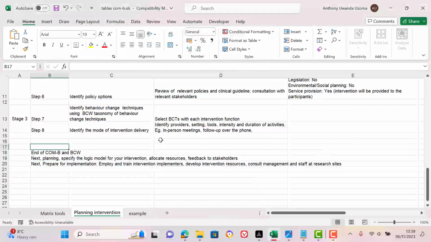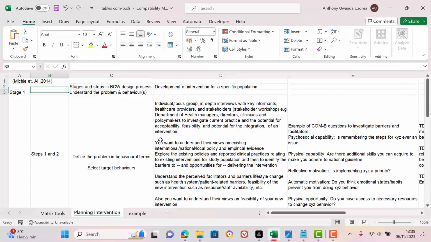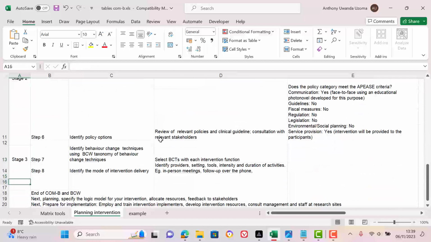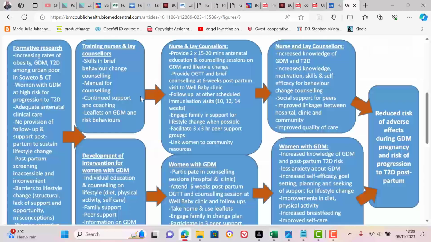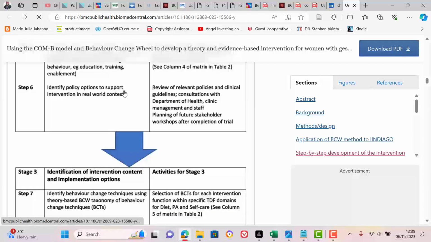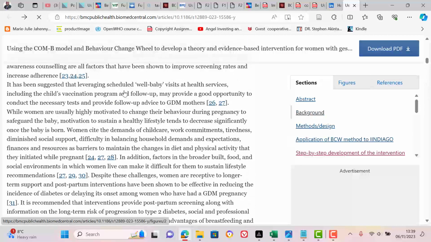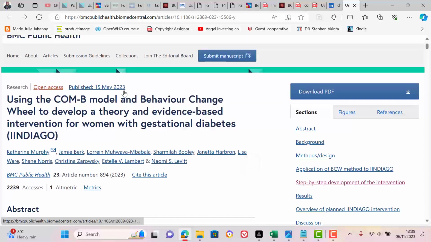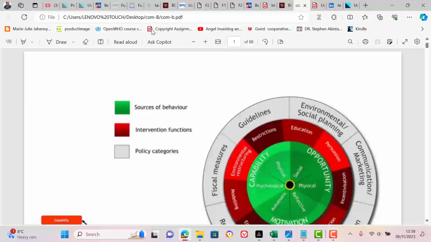But I hope that with this short video, you'll be able to write an essay on how to plan an intervention. Okay, so make sure you read this article here just to get further clarity. Read this article by Catherine Murphy et al.